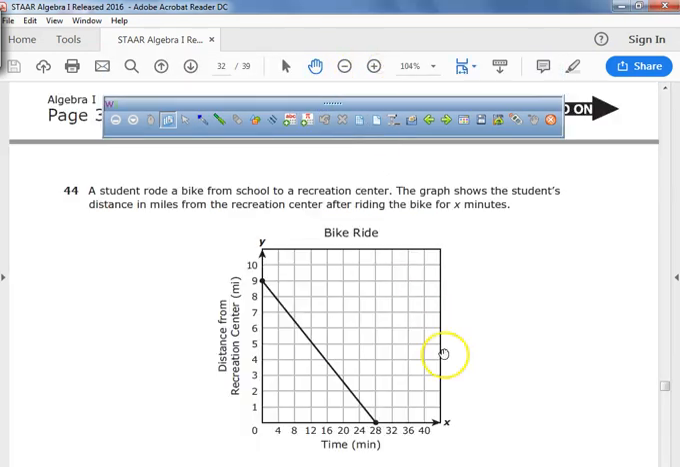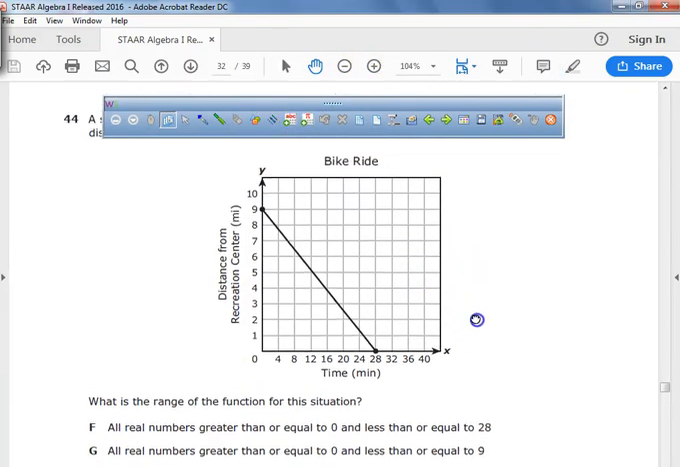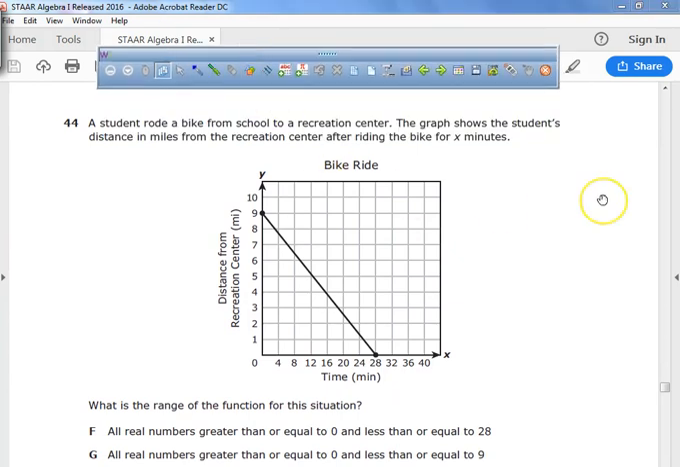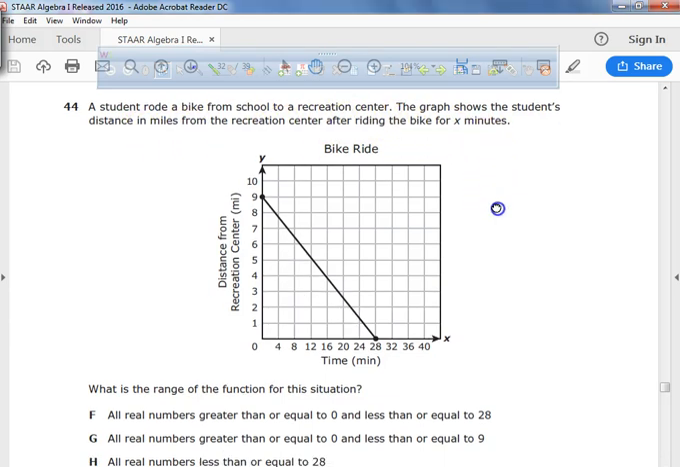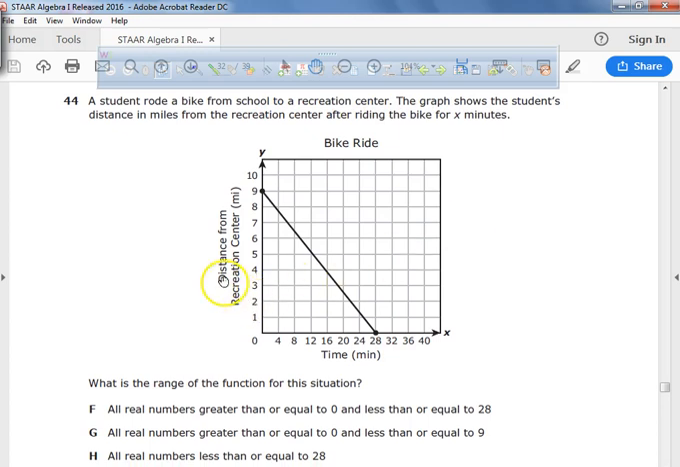All right, here we go. It says, a student rode a bike from school to a recreation center. The graph shows the student's distance in miles from the recreation center after riding the bike for x minutes. So right now, this is the distance from the recreation center. This is the time in minutes. So what's happening? As he's riding, he's getting closer and closer to the recreation center. Eventually, when he gets there, that means he's reached it.